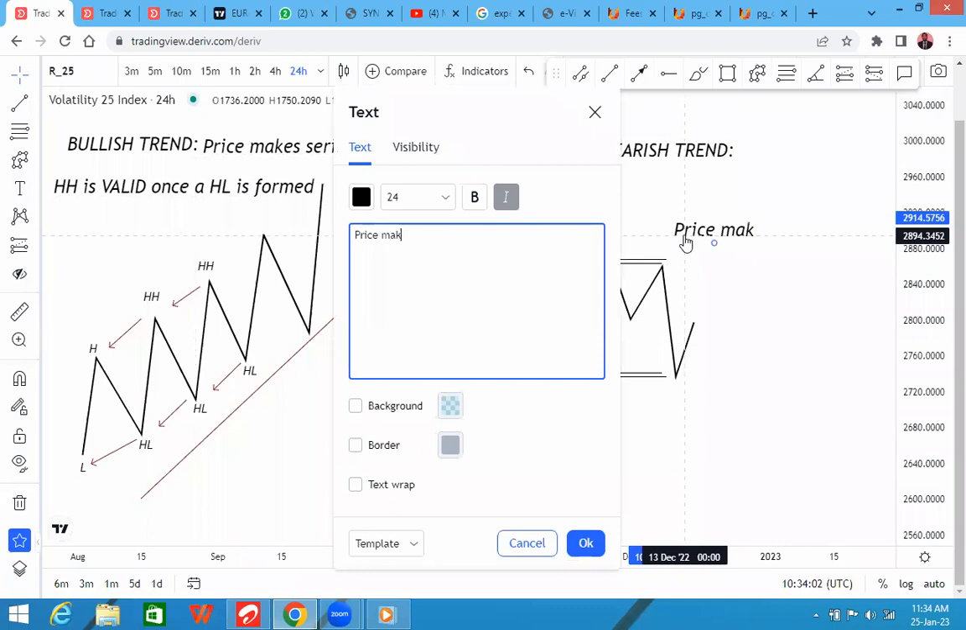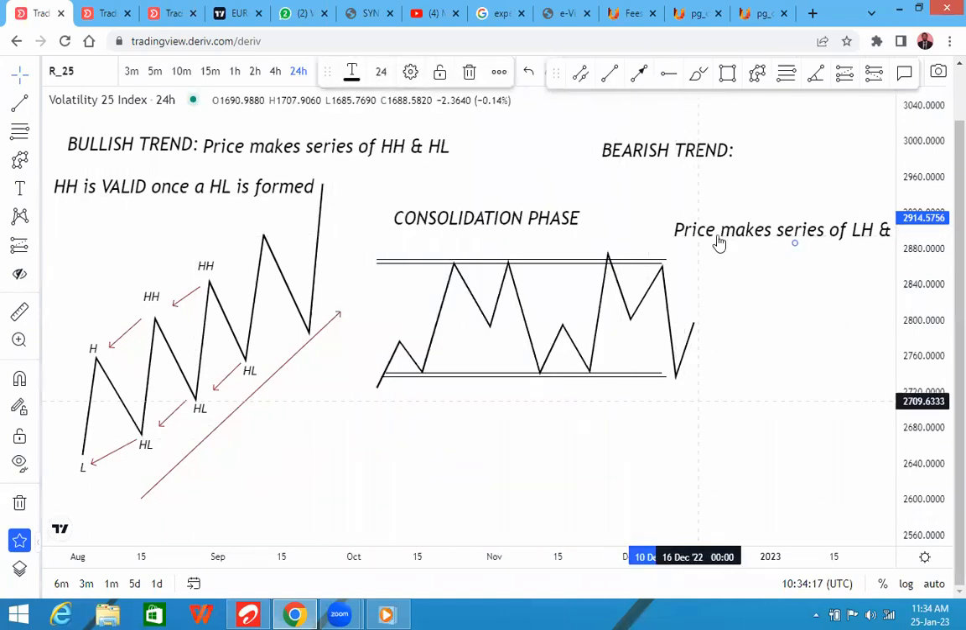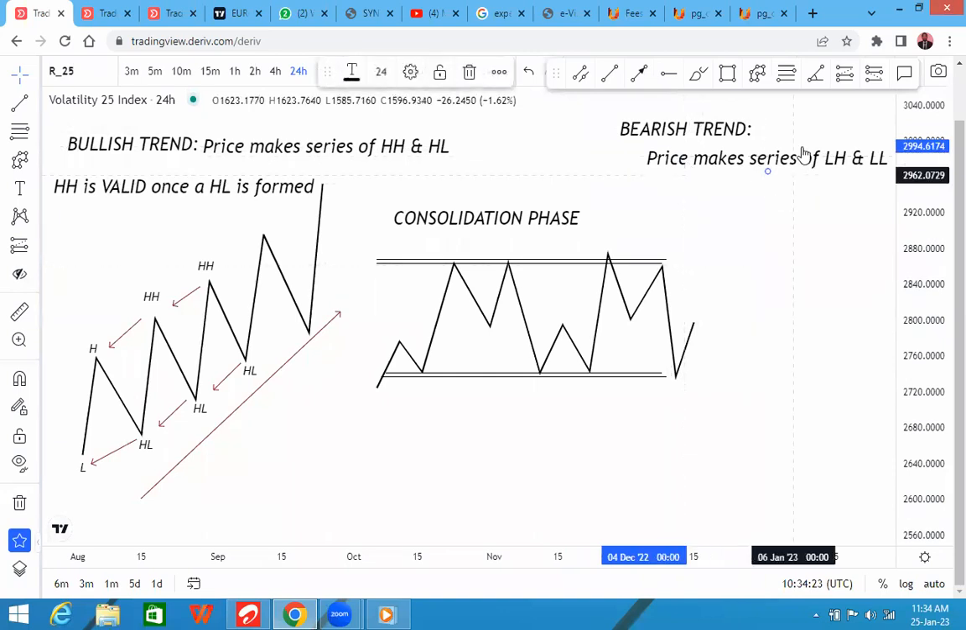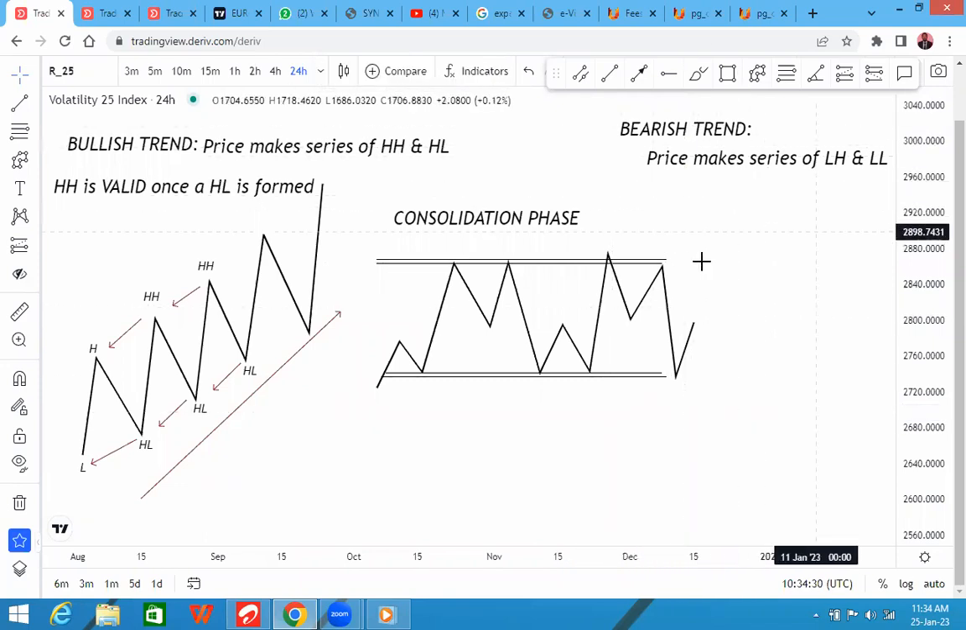Price makes a series of lower highs and lower lows. Yeah, I think you'll be able to understand that. So in a bearish trend, price is making a series of lower highs and lower lows. It's something like this. So let me show you, this is a bearish trend. Price is making a series of lower highs and lower lows.